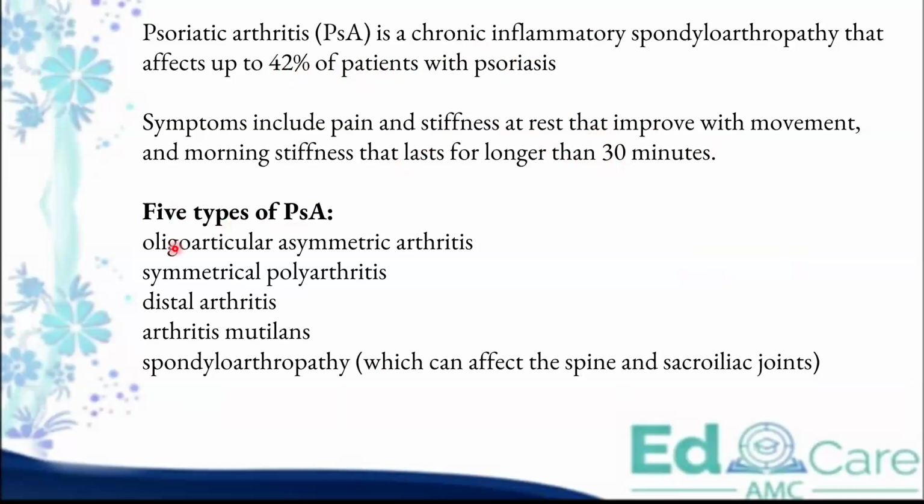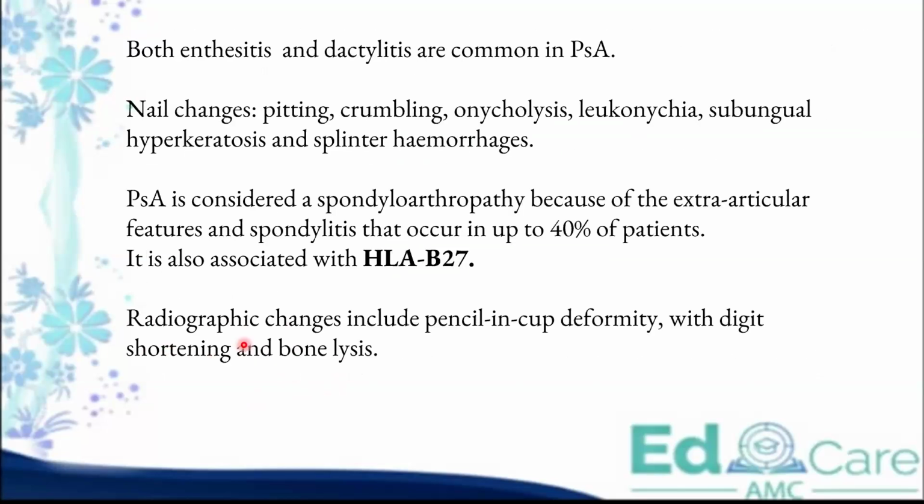5 types of PSA: you can get oligoarticular, symmetrical, distal, right? So you can get any spondyloarthritis. Fusion of the joints can also occur, right? That's in very severe diseases, or you can get joint deformities, arthritis mutilans. So even in PSA, you get enthesitis and dactylitis. So you saw it in ankylosing spondylitis, you're seeing it in psoriatic. But here you get nail changes, right?